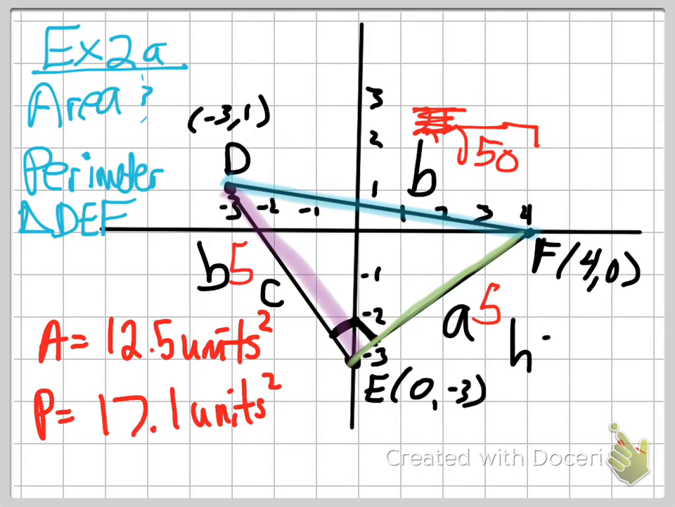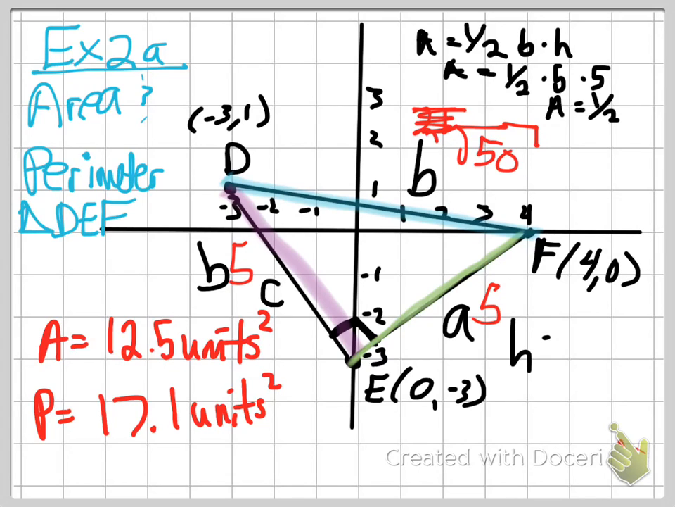So area would equal 1/2 base times height. So area equals 1/2 times 5 times 5. Area equals 1/2 times 25. So the area equals 12.5 units squared.